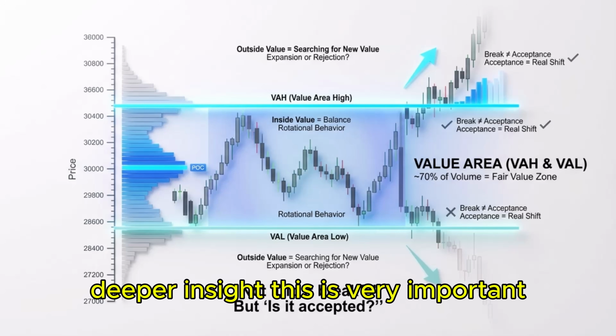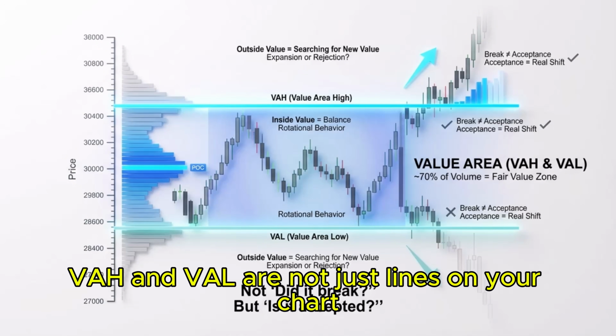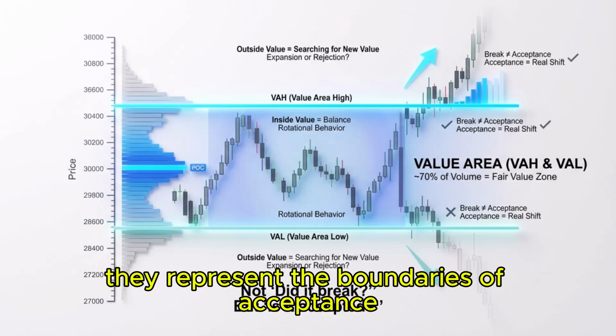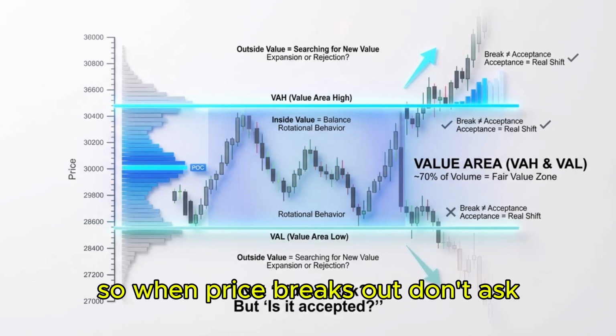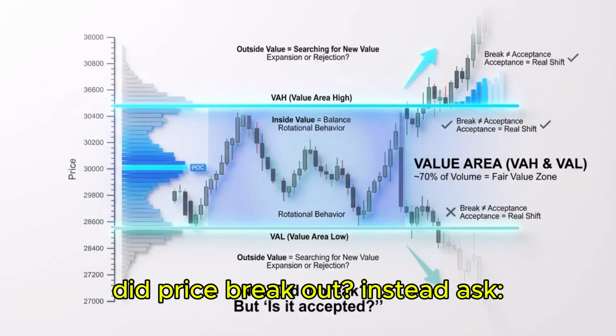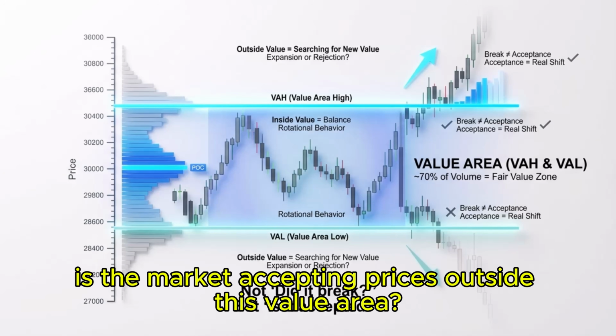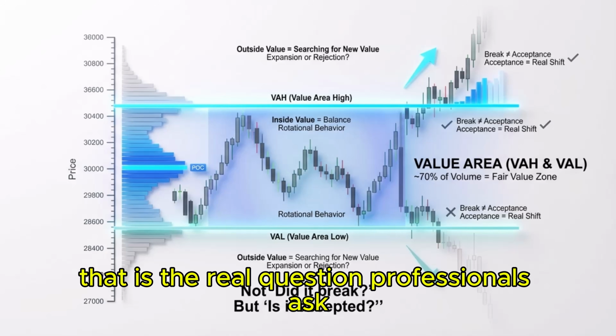Deeper insight. This is very important. VAH and VAL are not just lines on your chart. They represent the boundaries of acceptance. So when price breaks out, don't ask, did price break out? Instead ask, is the market accepting prices outside this value area? That is the real question professionals ask.